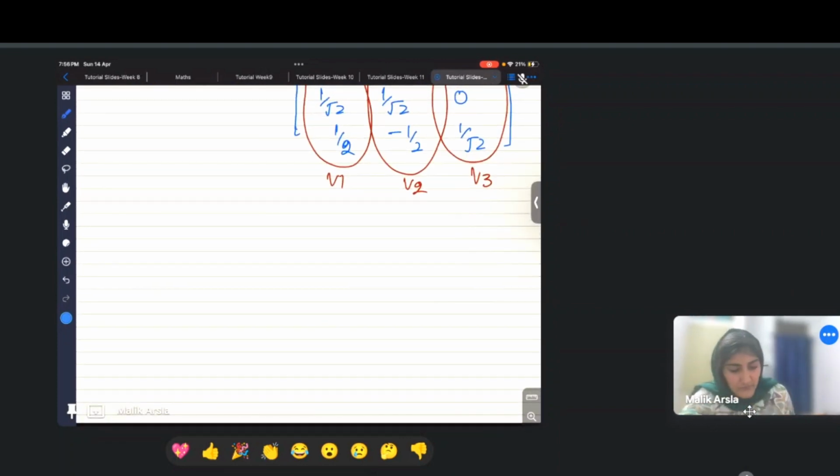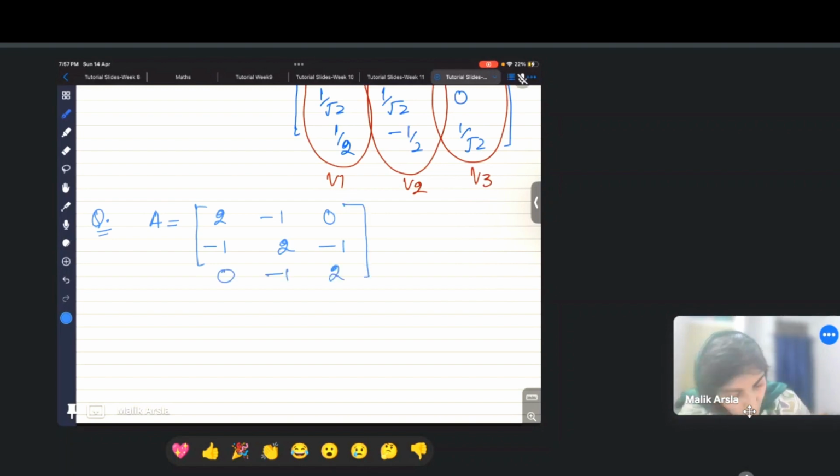So let's move to another question, but I want you people to solve it. I don't know if this is also an assignment question. You have been given a matrix A equal to 2 minus 1 0, minus 1 2 minus 1, 0 minus 1 2. In the question you have to find R2, the second rotation matrix.